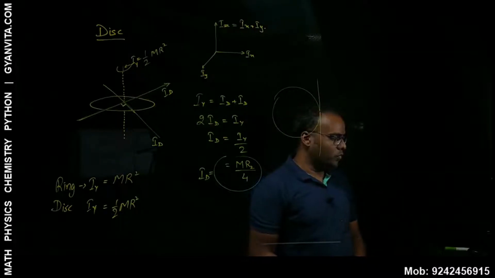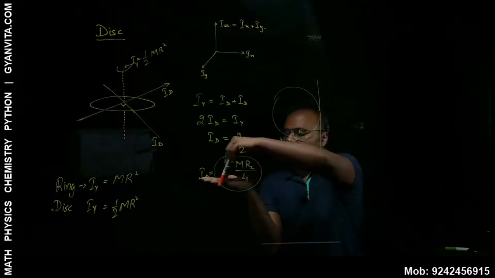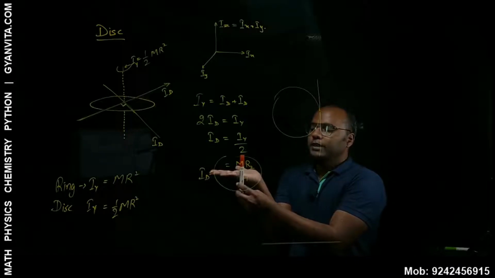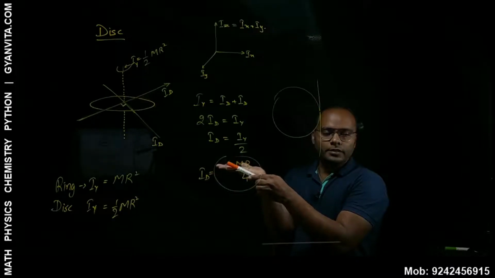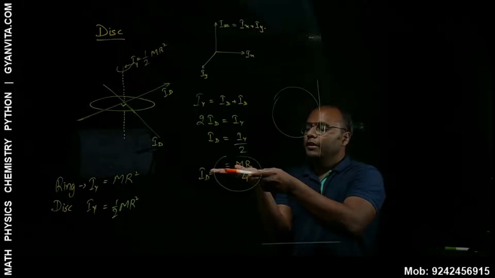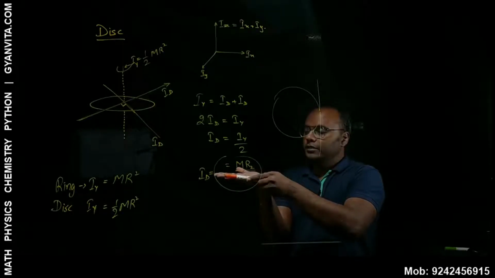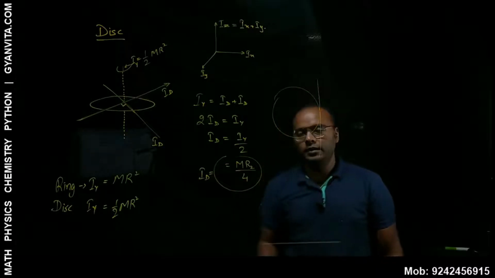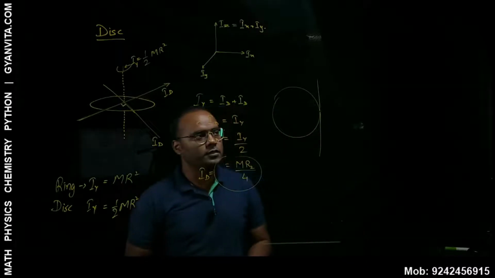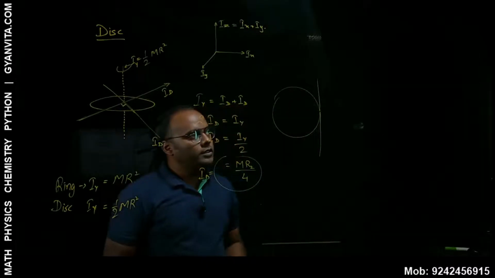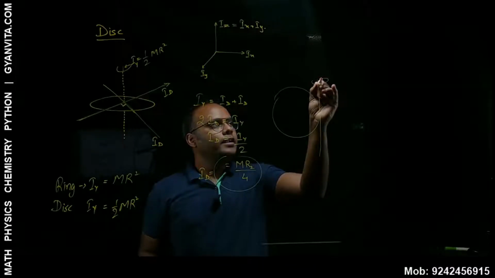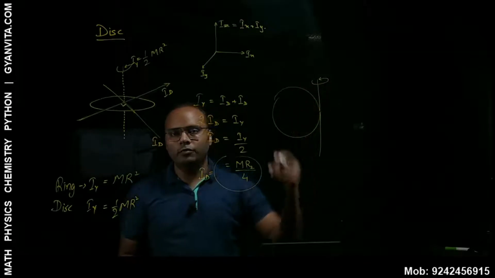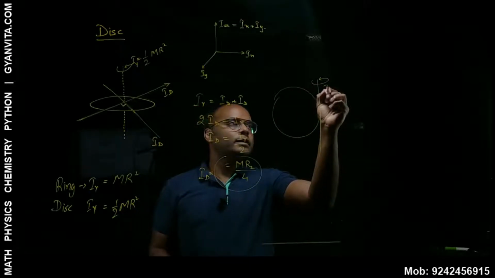So if the disk is like this, suppose this is the edge of the disk, then the tangent can be like this, like this, like this, like this as well. We are talking about this tangent, the tangent which is in the plane of the disk. So this is that tangent. There can be other tangents as well. Now, along this tangent, suppose I have to find the moment of inertia. That means if it rotates around this, then what will be the moment of inertia? Let us say that this is IT.